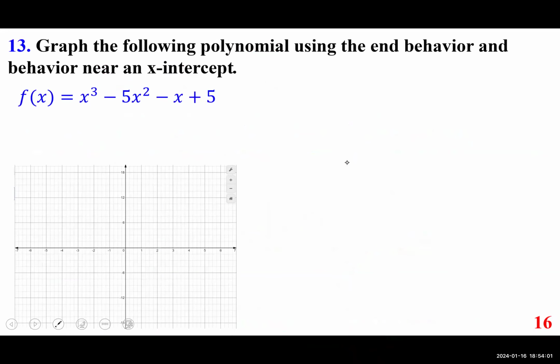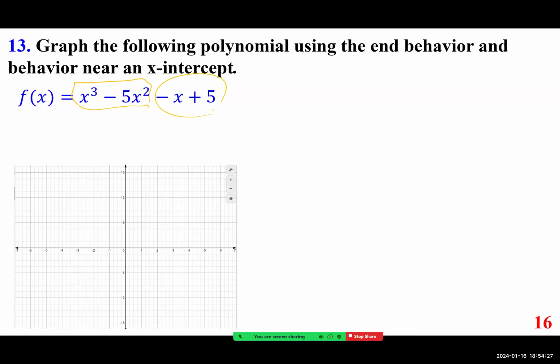We're going to graph the following polynomial using the end behavior and behavior near an x-intercept, where f of x is x cubed minus 5x squared minus x plus 5. So we want to graph this. And so the best course of action is to factor. So notice if I put these two together, I can take the x squared out. I get x squared times x minus 5.